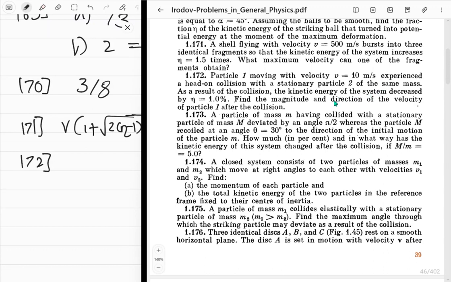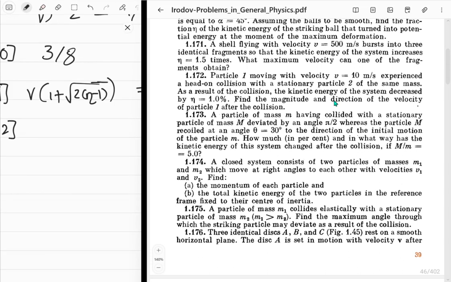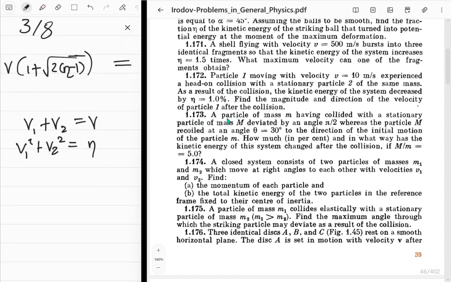So both are the same mass. That's an important thing. You can just write V1 plus V2 is equal to V. Okay, cool. Kinetic energy of the system decreased by this much, so V1 squared plus V2 squared is equal to, it's got 2 times the mass. No, that's not how it's going to be. Sorry. Particle 1 just has 1 m of mass, right? And then this is the final kinetic energy, proportional to the initial kinetic energy, and this is going to be eta times V squared. Yeah, that should do it. So eta times V squared.